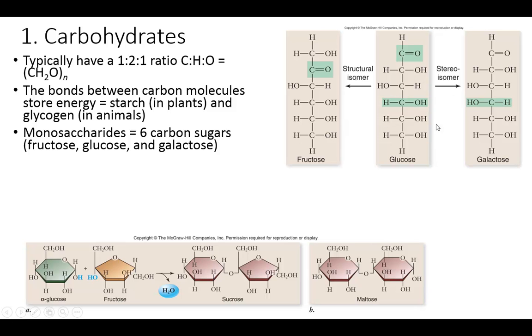Glucose and galactose are stereoisomers. So the OH and H are on opposite sides. That's the only difference between the two. Okay, disaccharides are 2 monosaccharides that are bound together. So for example, sucrose, which is table sugar, is a fructose and glucose bound together. Maltose is another sugar which is made of 2 glucose molecules.